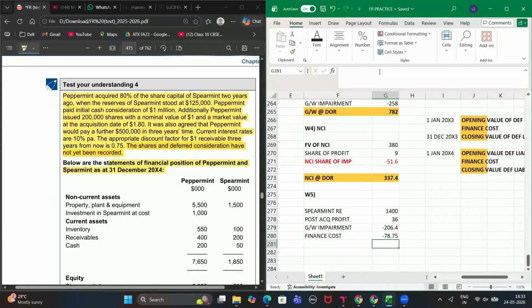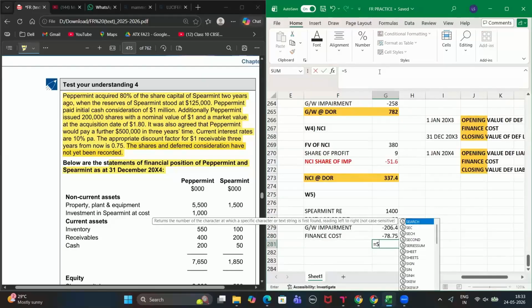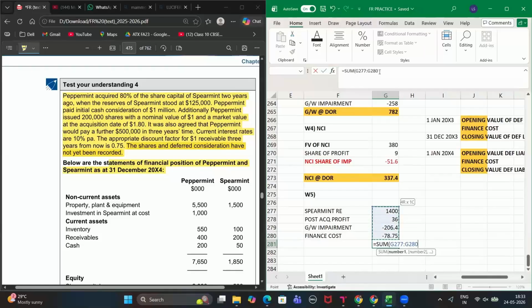Okay, fine. So are we done with group retained earnings? We have adjusted everything, right? So we have to take the sum. How much is the closing amount? Group retained earnings, what is it? 1150.85.